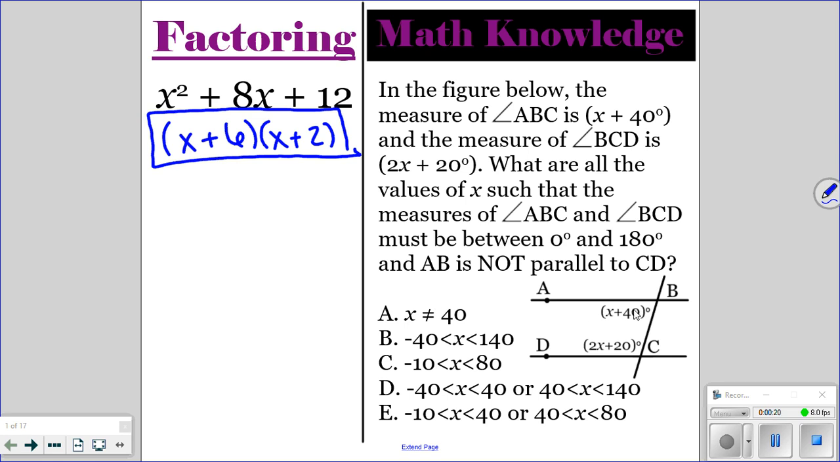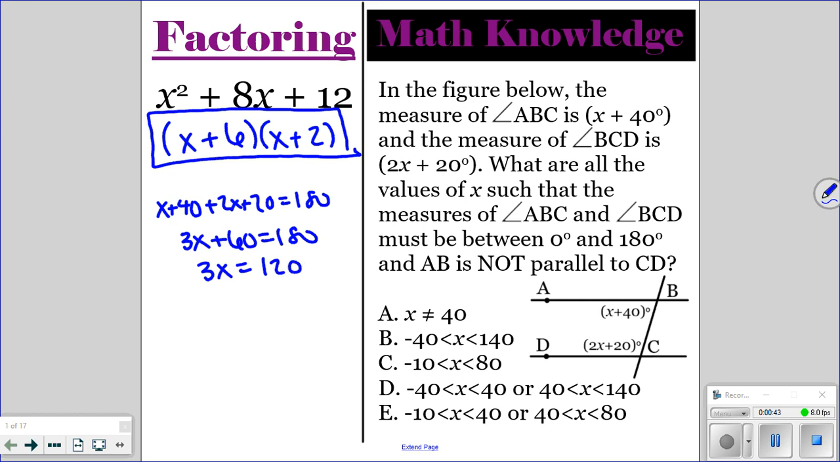For the math knowledge question, they tell us that this angle is x + 40 and this one is 2x + 20. And we want the two lines to not be parallel. So if they were parallel, x + 40 + 2x + 20 would equal 180. And if you combined your like terms, 3x + 60 would equal 180. So 3x would equal 120 and x would equal 40.